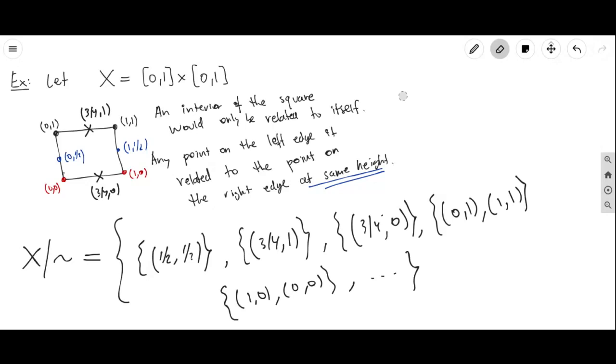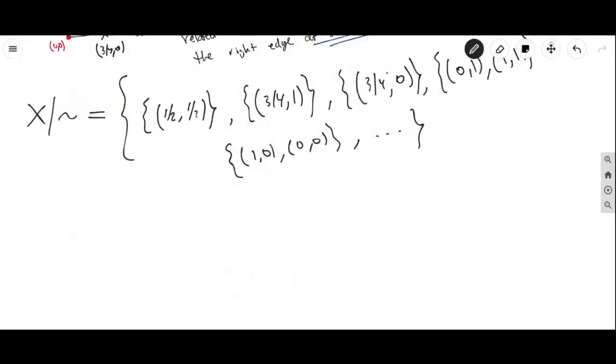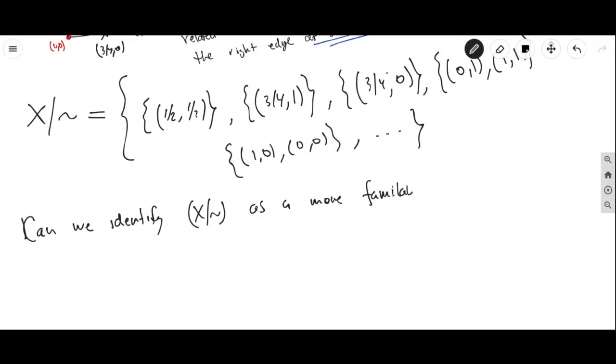Okay, that's what it is as a set. That's of course not very convenient to think about. So we can wonder, can we identify the quotient as a more familiar space which we're more comfortable working with? And I should say that when we're dealing with quotients, it's not always possible to identify it as a more familiar space.